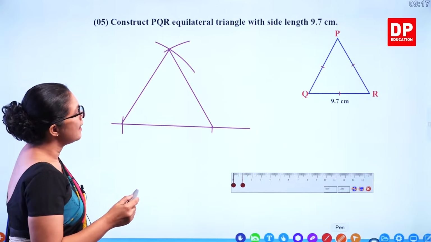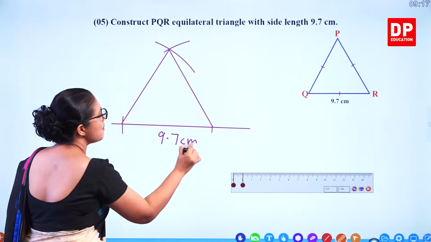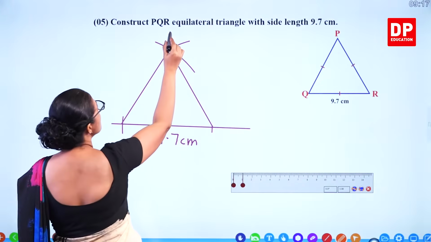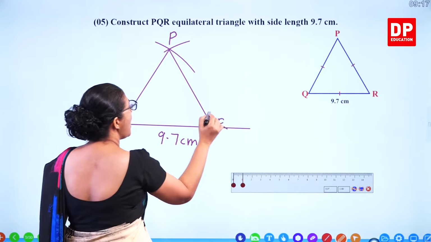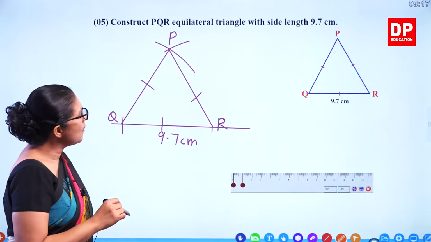So what's the length? 9.7 centimeter length. So what's the triangle? PQR. So we can label the triangle PQR, and all side lengths are equal.